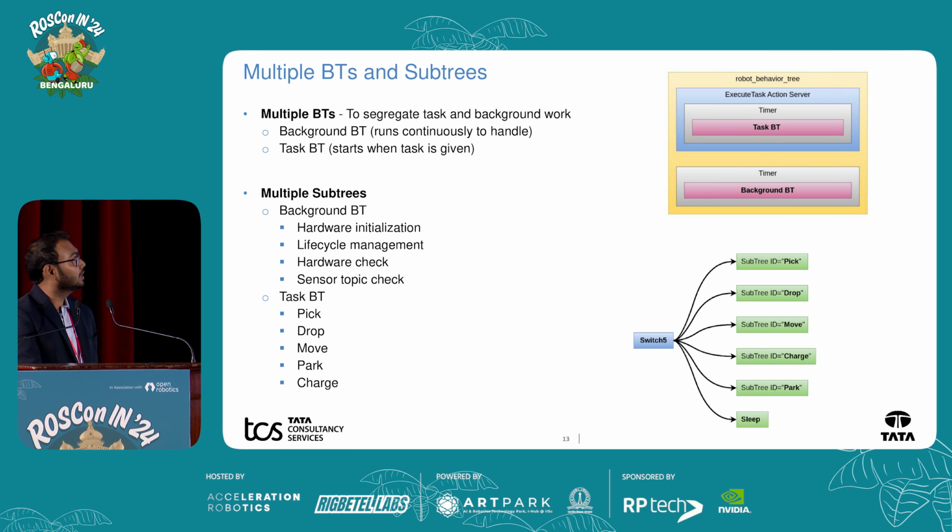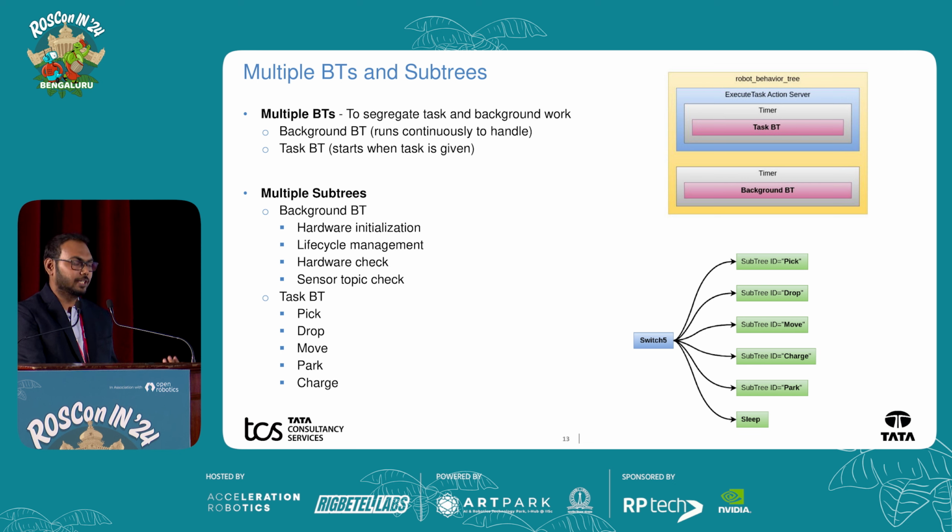Then in our case, we are using multiple BTs and subtrees. To segregate task and background work, we are using task BT and background BT. Background BTs run continuously, handling background work, and task BTs are called only whenever a task is given. Also, we have used multiple subtrees. For background, there's hardware initialization. In the starting, you want to set the LiDAR field and do the homing for the motors, so you can use this subtree.